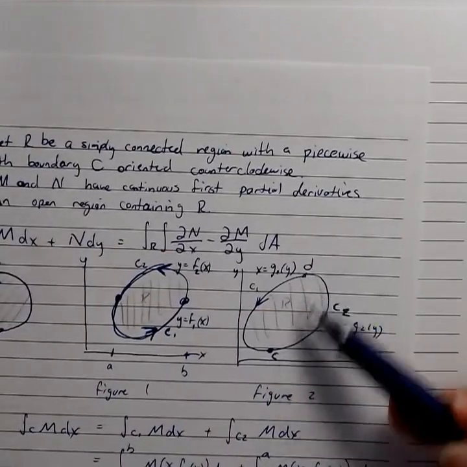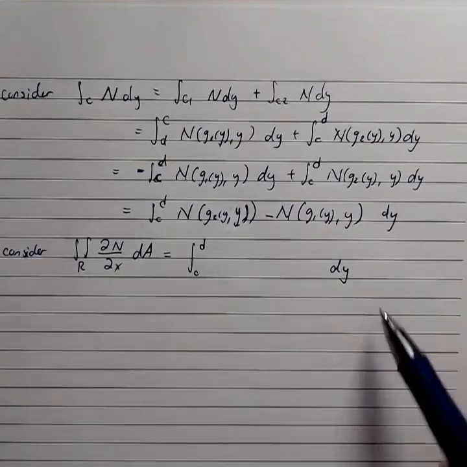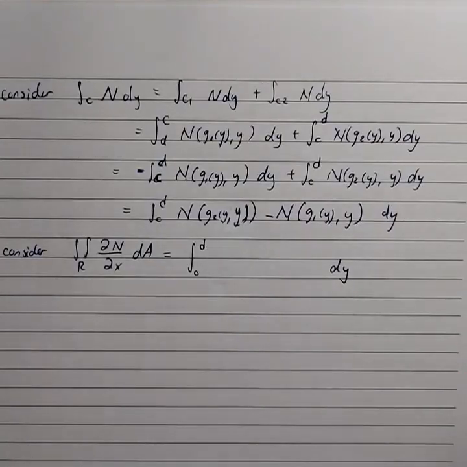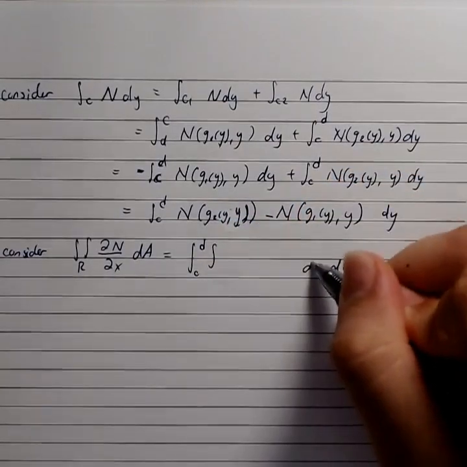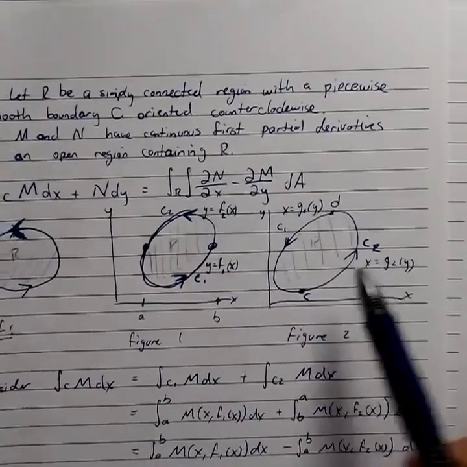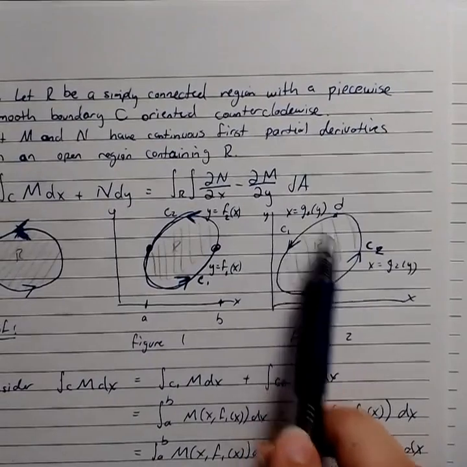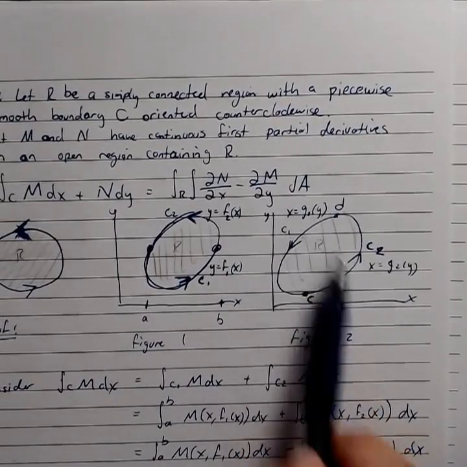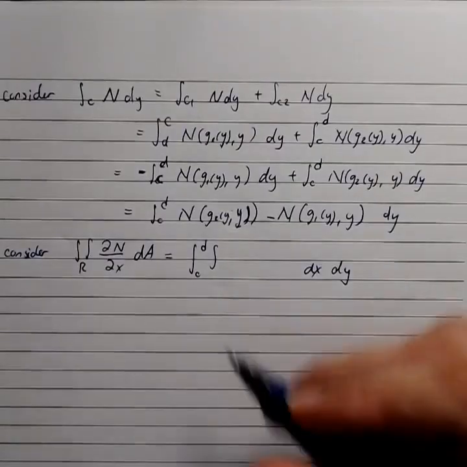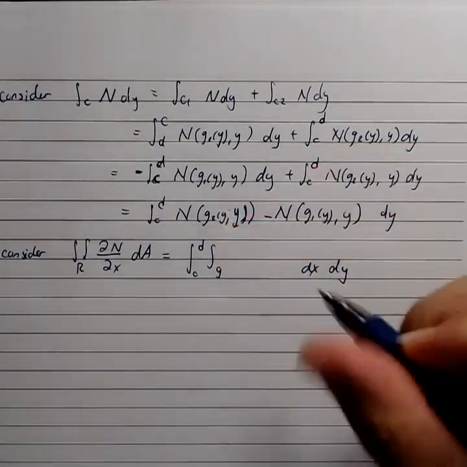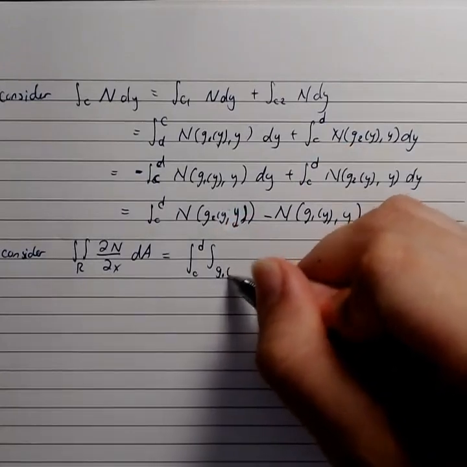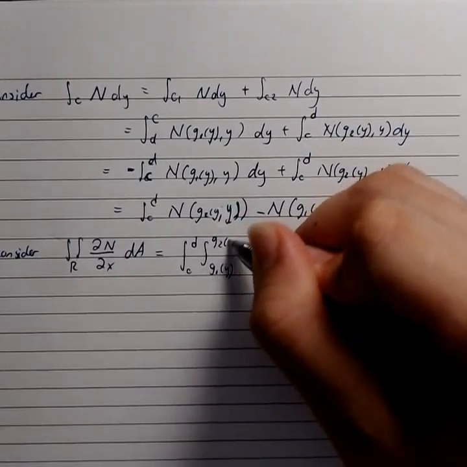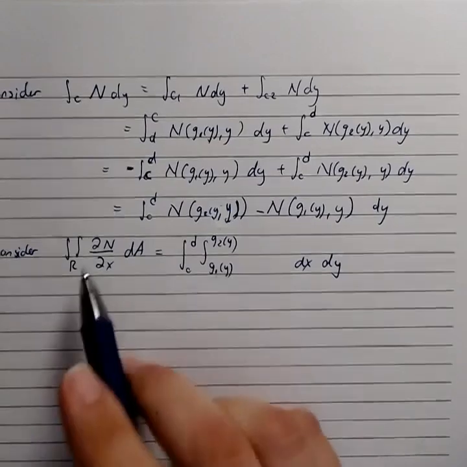Y is the one that can be described using constants from c to d. So that's the outer bounds from c to d. Now I need to integrate with respect to x on the inner bounds. And notice that x is bound between g1 and g2, from the smaller to the larger. So this would be the integral of g1 of y up to g2 of y with respect to x, just like that. And here this hasn't changed.